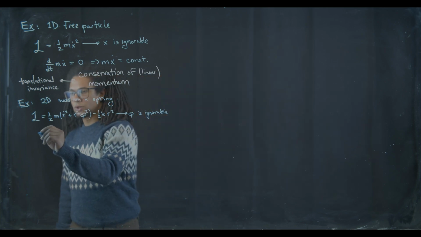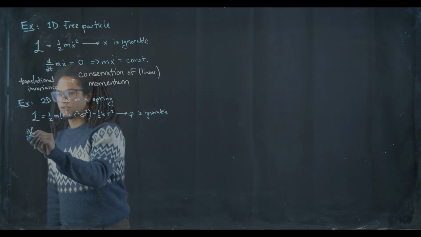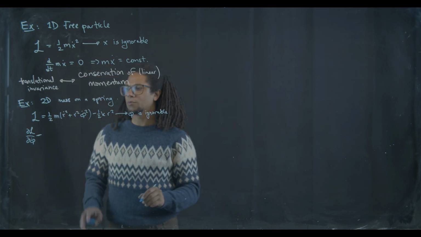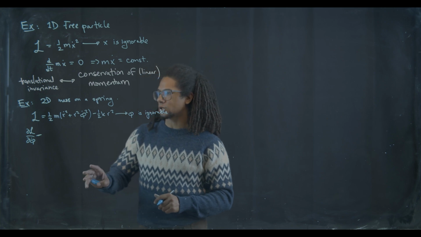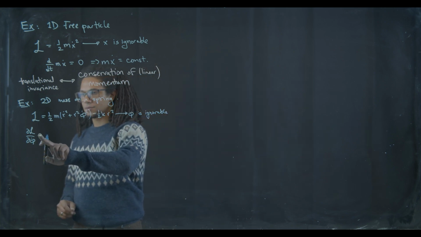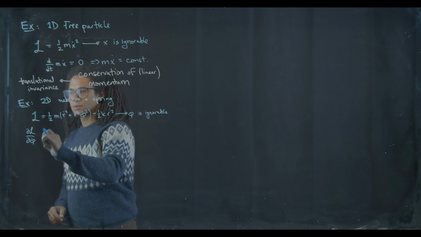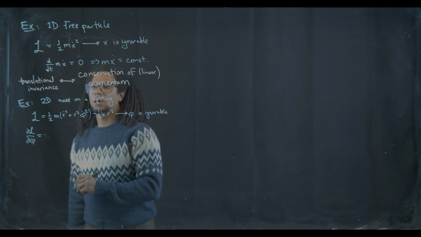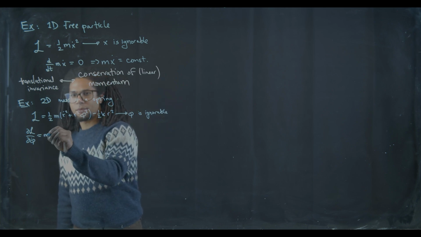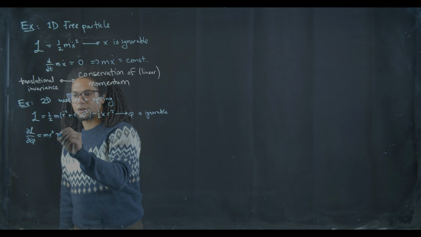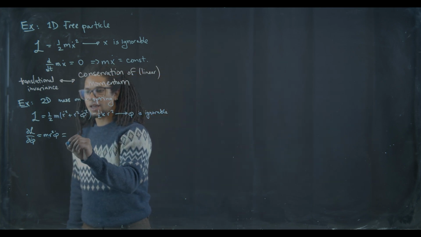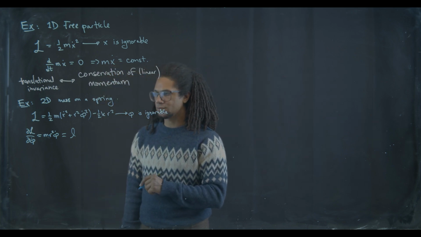All right, so let's write our Euler-Lagrange equation for phi first. In this case, or maybe we don't even need the whole Euler-Lagrange equation, but we just need this object. This object, dL/d phi dot, in this case is m r squared phi dot. Good. And once again, we'll call this curly L.